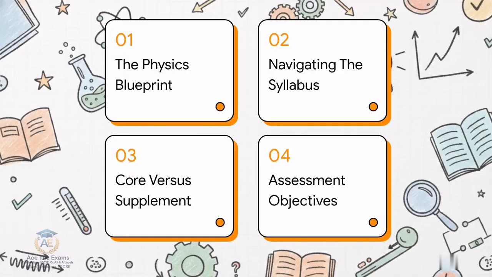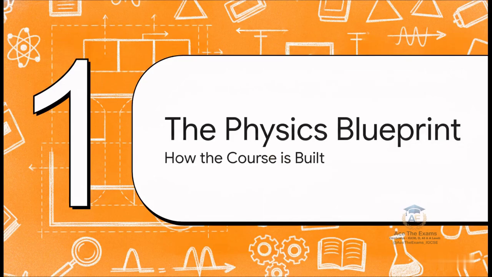Okay, let's dive into this. Here is our 4-part roadmap to conquer the curriculum today. 1. The physics blueprint. 2. Navigating the syllabus. 3. Core versus supplement. And 4. The assessment objectives. Section 1. The physics blueprint: how the course is built.